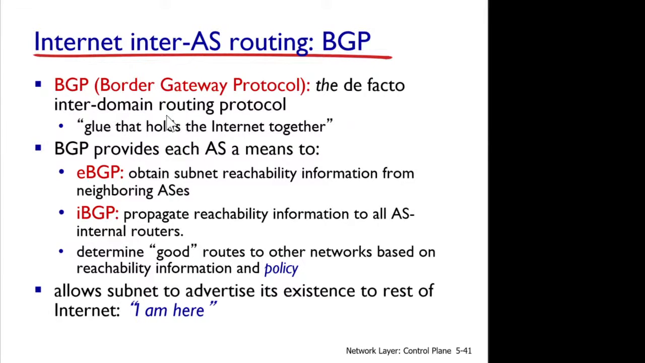And BGP has two key things. eBGP, which allows an AS to obtain reachability information from neighboring ASs. That's not ASs, as one smart ass pointed out in previous years, ASs. So eBGP allows reachability information to go from one AS to another AS. iBGP allows new information that has just come in about reachability from another AS to be distributed within that AS.